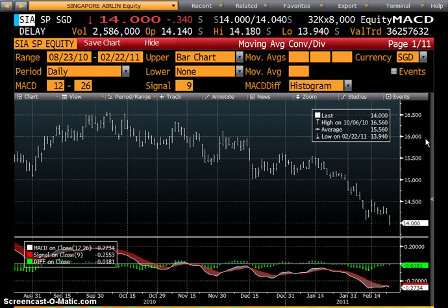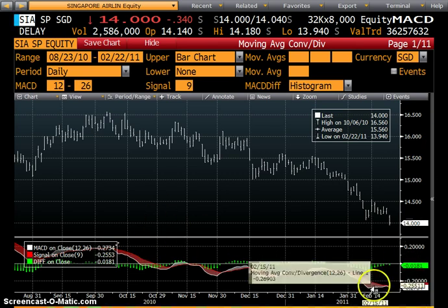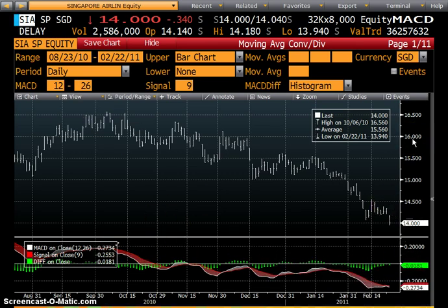MACD is the next one. MACD is moving average convergence and divergence. Notice that it's been trending down as well, just supporting the general direction. And notice the new low is supported by a new low in MACD as well. So it looks like the momentum is still down right now for Singapore Airlines.